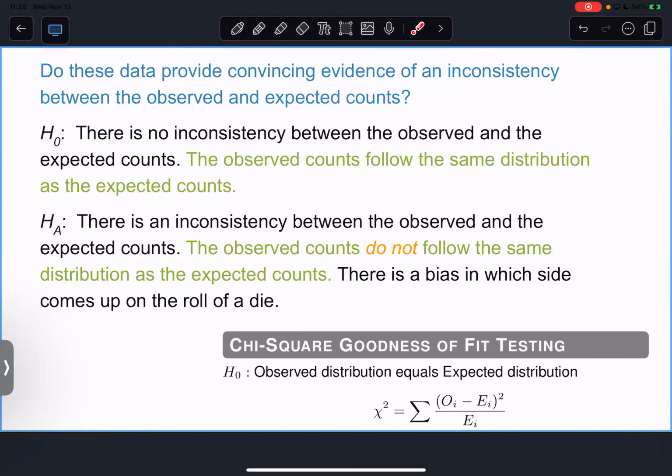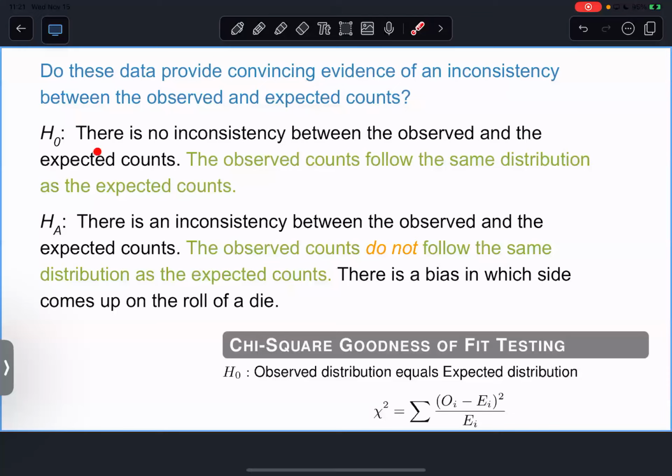Once you have your null hypothesis, you can negate it to find the alternative hypothesis, which is the observed counts do not follow the same distribution as the expected counts. Now, if you just wrote this, right, this is very generic. The observed counts follow the same distribution as the expected counts. That's always going to be right, and so I encourage you to commit that one to memory, maybe.